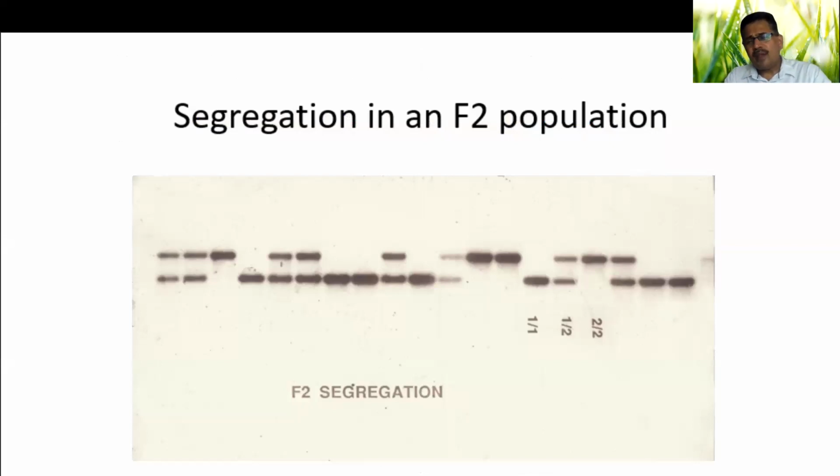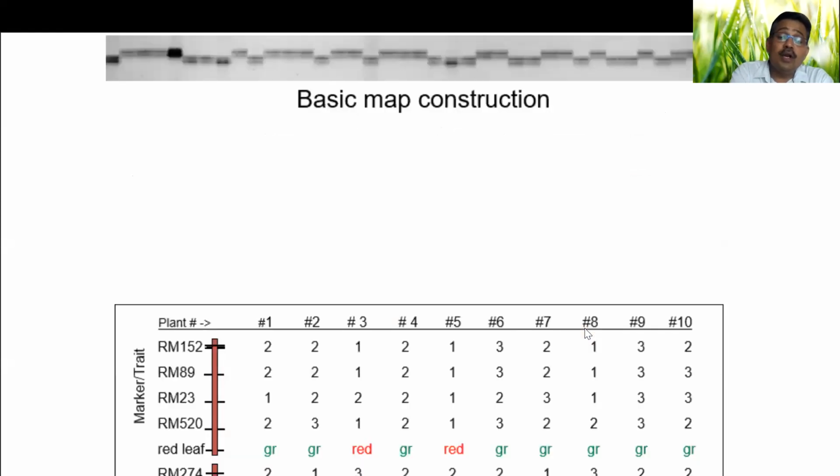Similarly, when you take any F2 population or backcross population and screen the markers, this is one parent type, this is another parent type, and you will get the heterozygote type. So 1, 1, 2, 2 are the two parent types, and this is the heterozygote. You can give any kind of symbol, like A, B, we call it AB, but the only thing is you should know which is parent 1 type, which is parent 2 type, and which is heterozygote type.